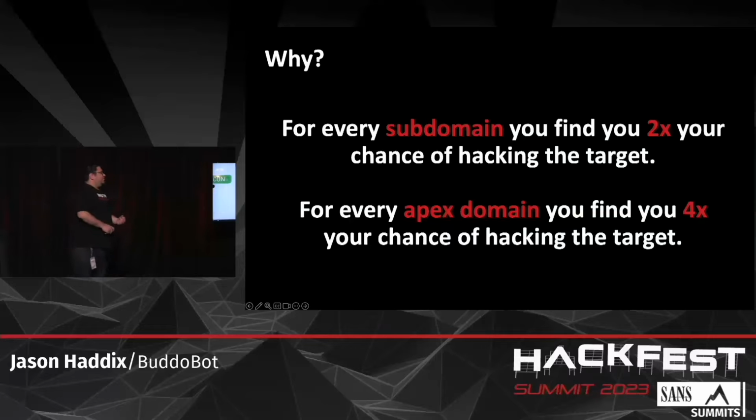Why are we after finding as many subdomains as possible? Ben alluded to this in his talk about recon. Well, for every subdomain that you find, you 2x your chance of hacking your target. For every apex domain that you find, every new domain, so let's say twitch.tv is the main apex domain, and then you find twitchsvc.tv, and that's another apex domain, you 4x your chance of finding a vulnerability in your target, hacking your target. So this is why recon is so important to red teamers.